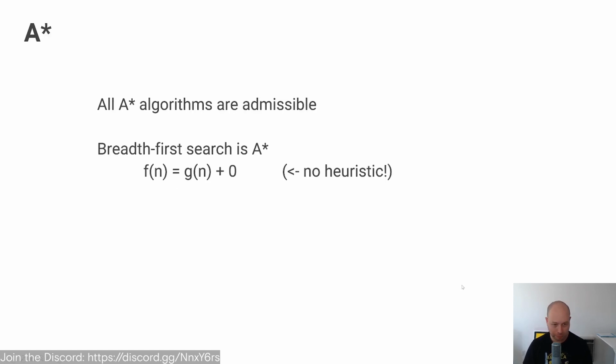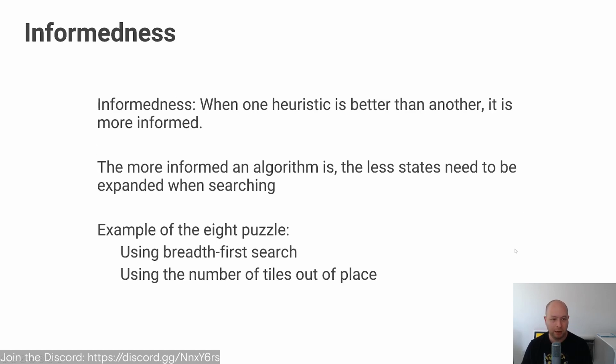Cool. So all A star algorithms are admissible, and breadth first search is A star, right? You start off, f of n is going to be g of n plus 0, and there's no heuristic. So that's okay.